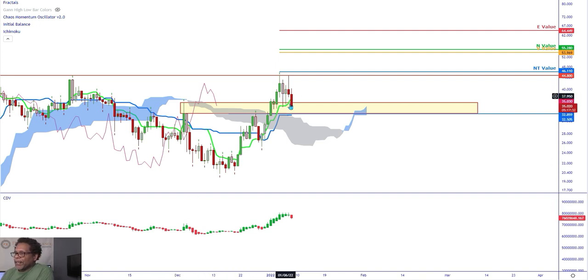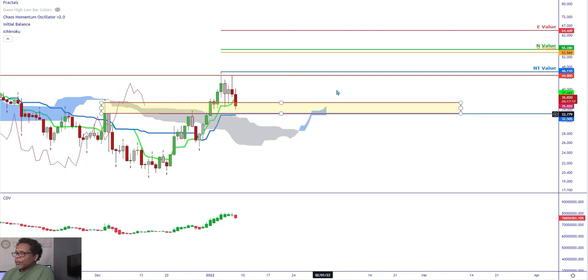But again, we're looking to get into this level here. Once we get to this level, somewhere in this area, we're looking for price action to turn this thing around. Once you see a nice price action rejection or reversal signal, I think this is the area where you're going to look to get into the market. I think your targets are going to be here.